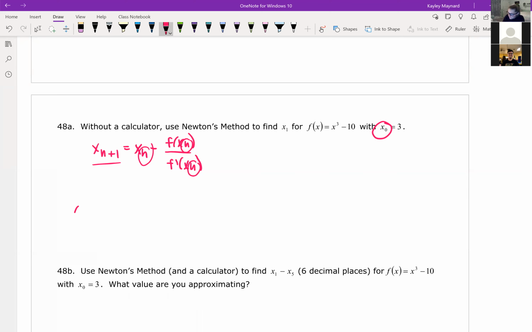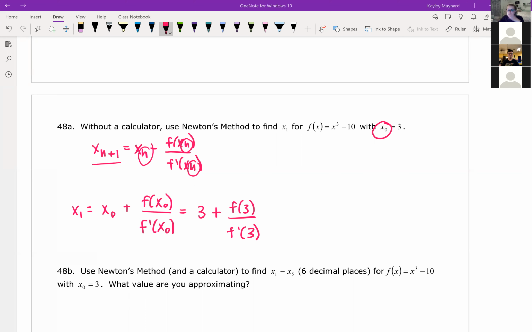So to find x1, I need x0 minus f of x0 over f prime of x0, or x naught, whatever you want to call it. And this is equal to 3 minus f of 3 over f prime of 3. So I'm just plugging in 3 because that's my initial guess. So I do need to go ahead and actually find the derivative because I have f prime of 3. So if this is f of x, the derivative of f of x would just be 3x squared.